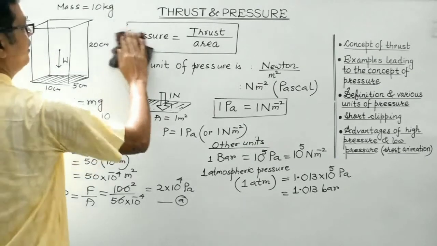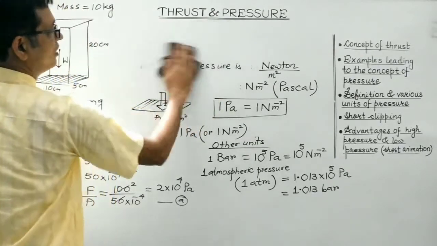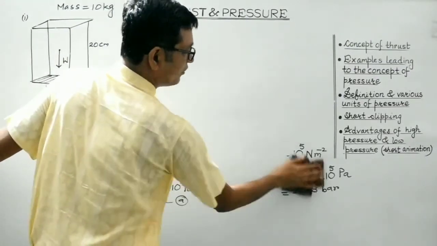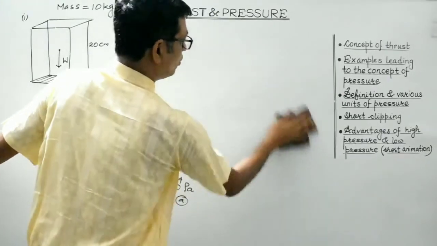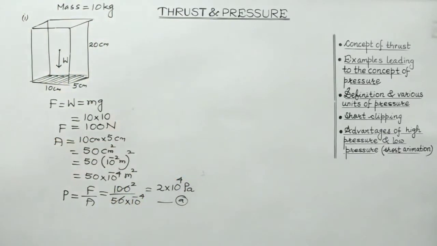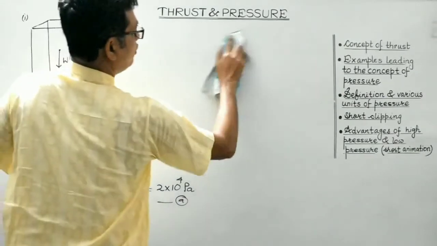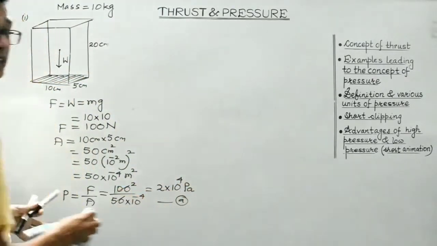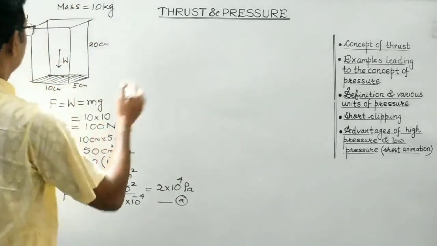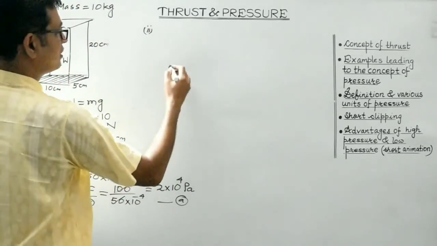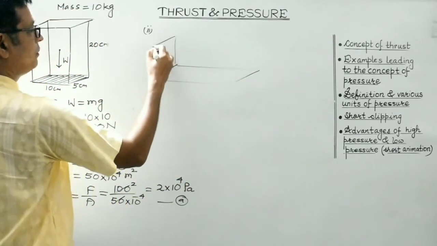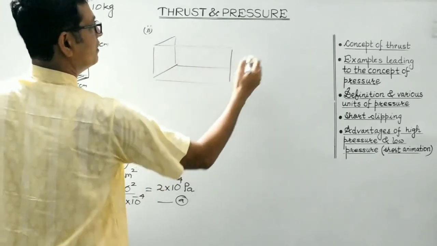Now we will consider the same body, but now it is placed on the supporting surface in a different manner. Suppose its orientation is changed. Let us calculate the impact of the force, which is the weight in this case as well. So in the second case, let us consider the same cubical block to be placed in this particular manner.